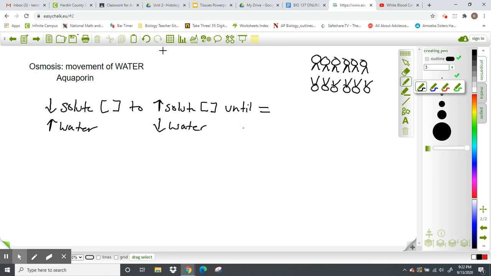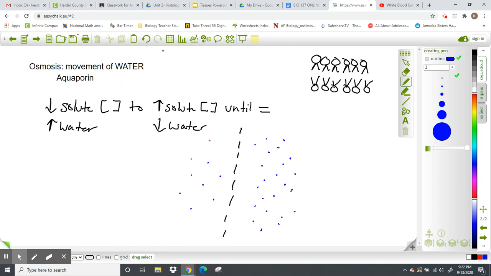So let's think of it this way. Let's say I have my membrane here. On this side, let me work in some of my colors here. The blue dots are going to be water. Let me add a bunch of water dots in here, full of water molecules. This side we're not going to put as many. So we have a high water concentration over here and a low water concentration over here.